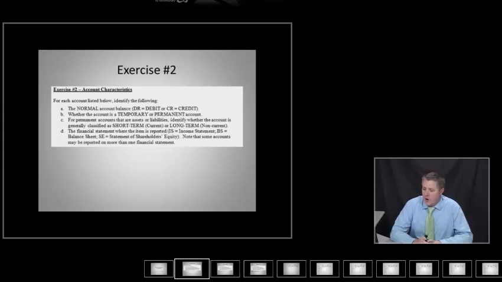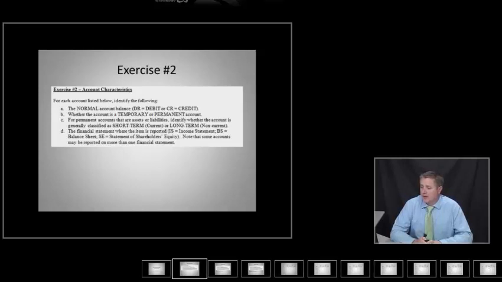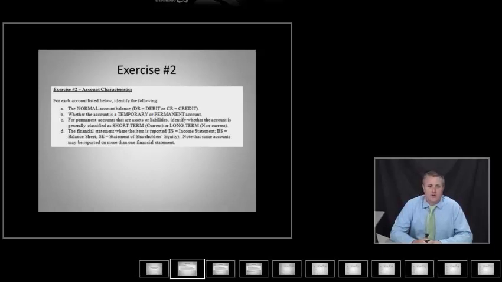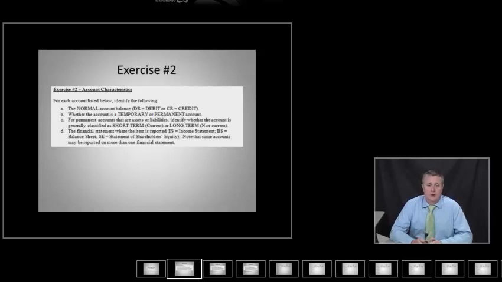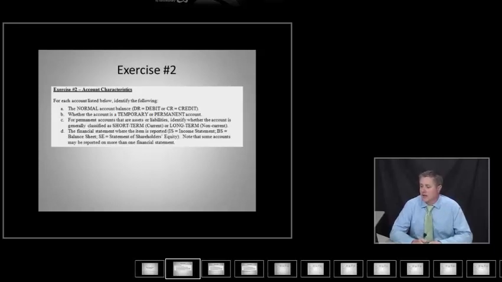Then letter C, for permanent accounts that are considered to be assets or liabilities, identify whether the account is generally classified as short-term or long-term. And we can also refer to short-term and long-term using the terms current and non-current. So those terms end up being synonymous. Short-term is synonymous with current, and long-term is synonymous with non-current.